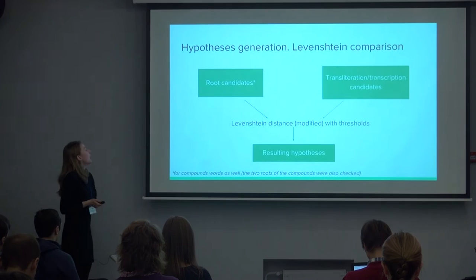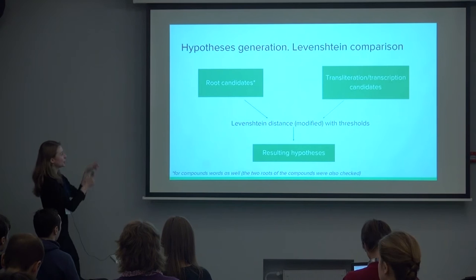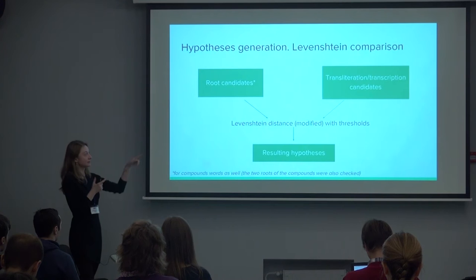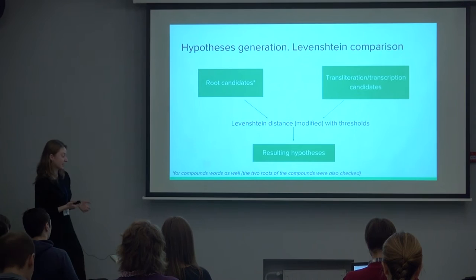The next step in hypothesis generation was to compare these sets. We had one set with root candidates and normal forms in Russian, and different generated hypotheses from English. All these combinations were compared by Levenshtein distance, and as a result, we got our final hypothesis set.